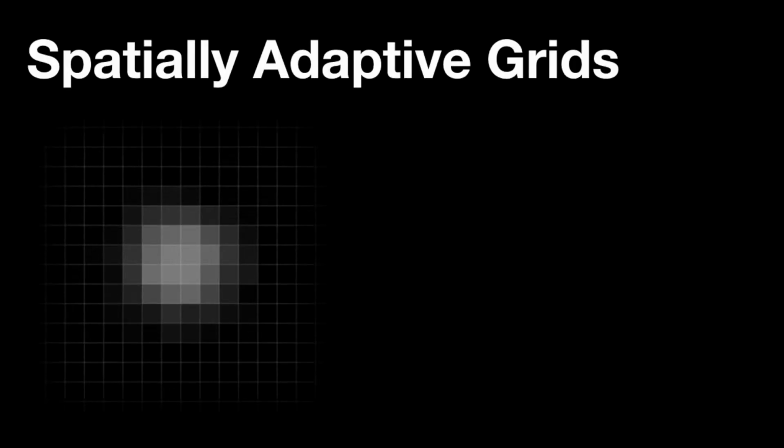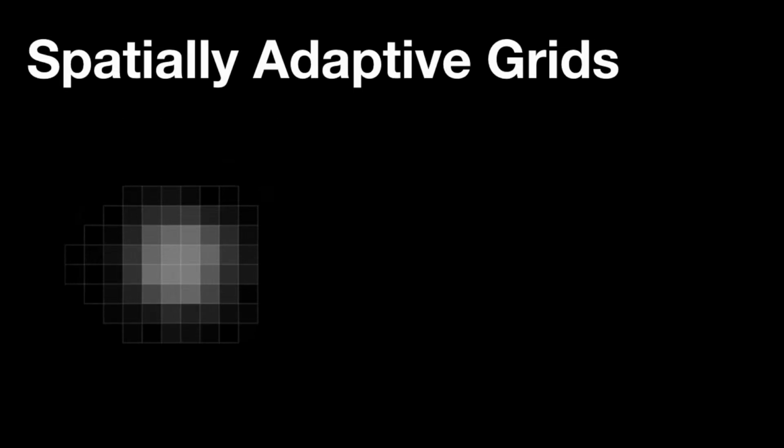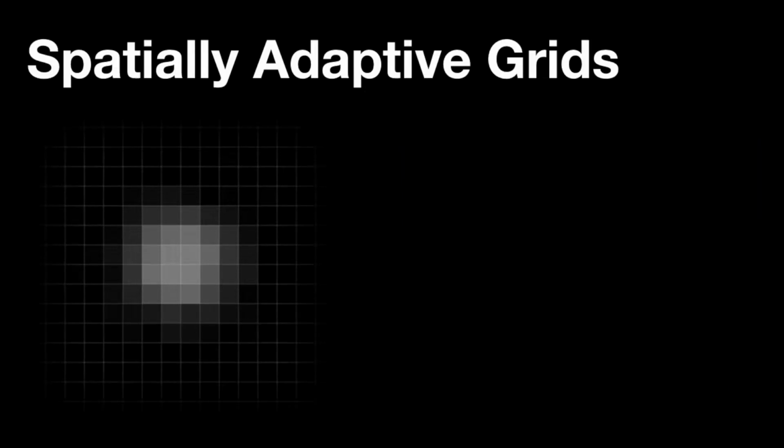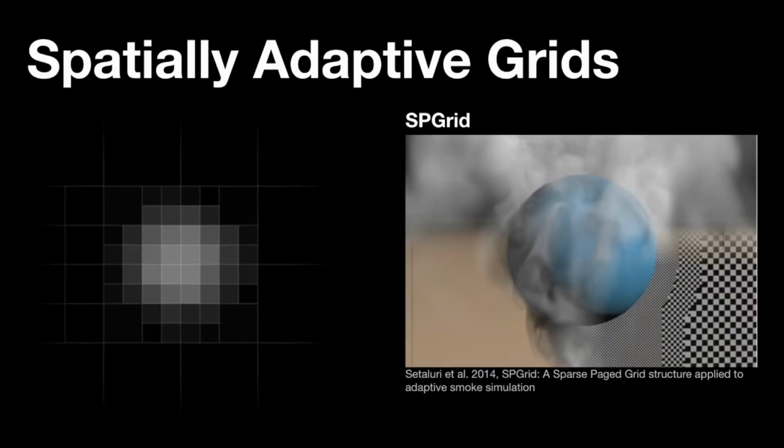However, fluid simulations do not require a highly resolved grid everywhere in the fluid domain. Some parts of the domain may be empty, or they can be adequately represented by a lower resolution grid. So, to capitalize on these varying resolution requirements, we can use adaptive grids and thereby decrease the number of cells that are required in total. So, these adaptive grids can either be sparse, high resolution grids, such as GVDB, or on the other hand, they can be hierarchical multigrids, such as SPGrid.